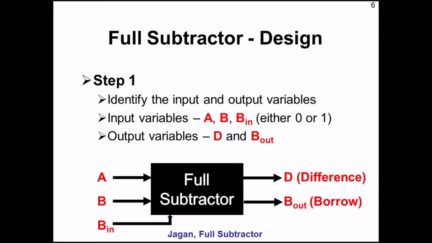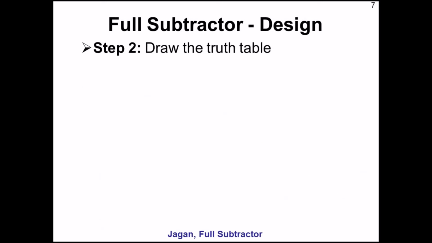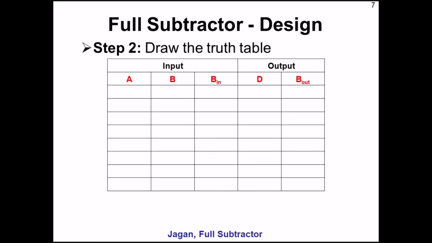Step 1, identify the input and output variables as we have done already. A, B, B in are my input variables. Those can be either 0 or 1, and your output variables are D, difference, and B out, borrow. Step 2, draw the truth table, and A, B, B in are my inputs, D and B out are my output. If I have 0, 0, 0, I have the difference 0 and B out 0.